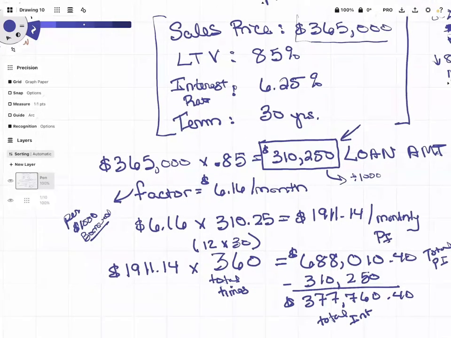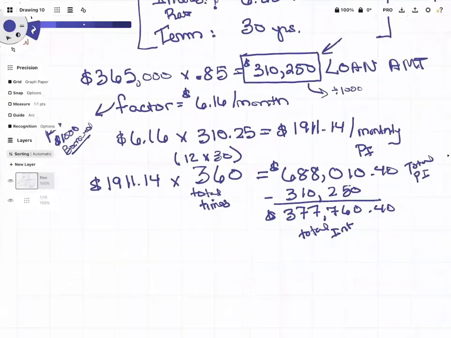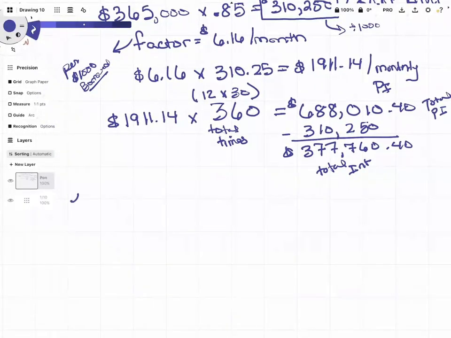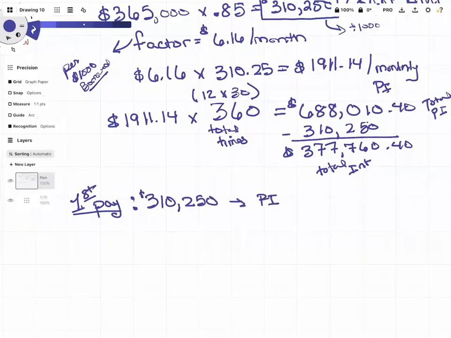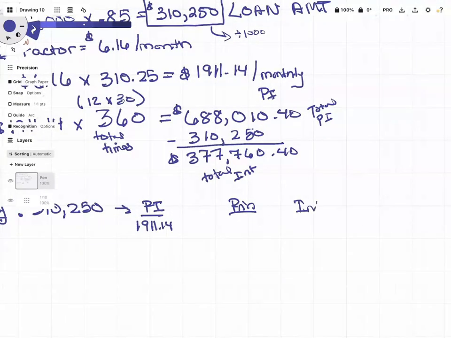Having all of these numbers, how much would the interest be on your first payment? Or how much would the principal be and the interest be? So that first payment, let's talk about it. You know that you borrowed 310,250. We know the P&I amount is 1911.14. How much is principal? How much is interest? And what's your new balance?